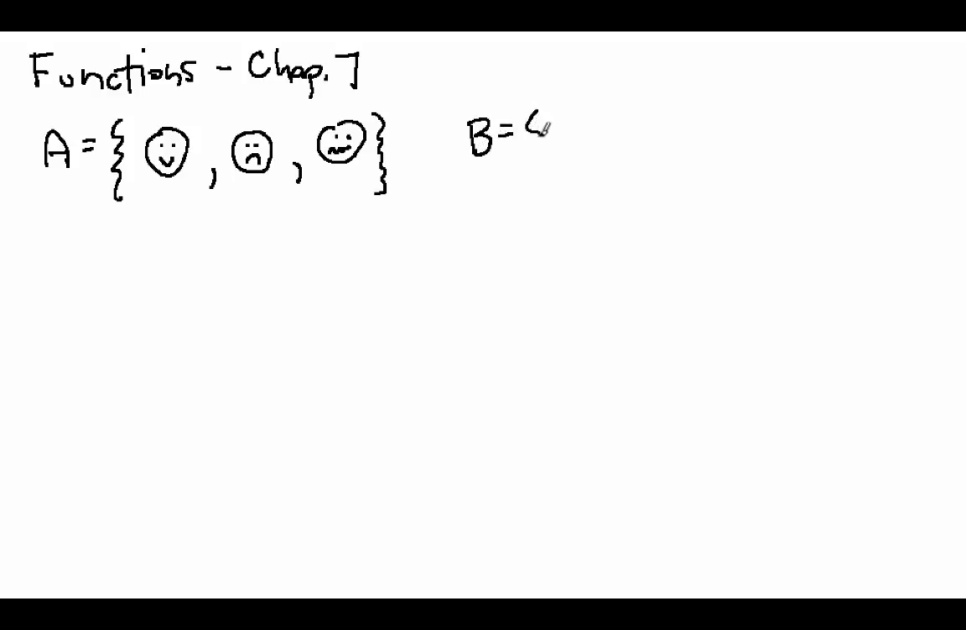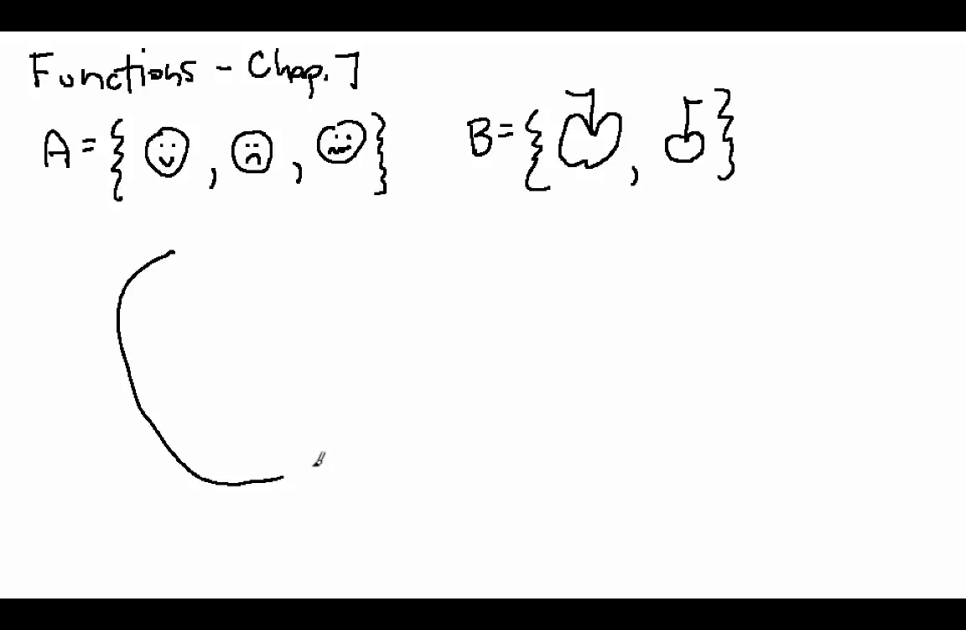let's have a set B, and why don't we make set B made up of an apple and a cherry. So we have a set over here with 3 elements in it, and we have a set over here with 2 elements in it. And what I'm going to do is I want to draw a picture.